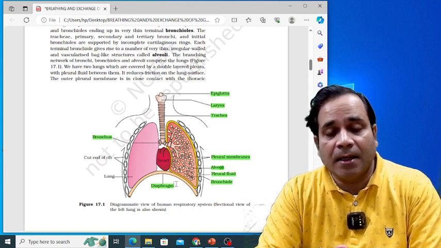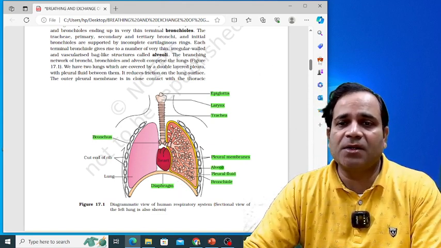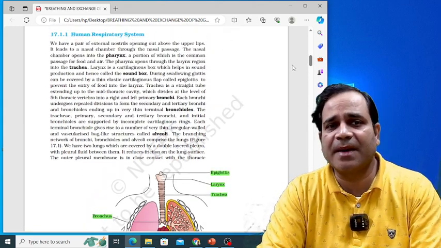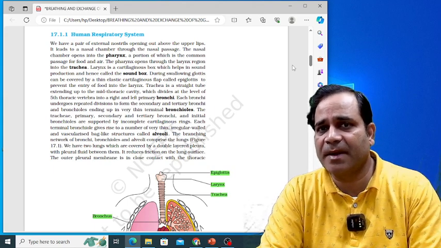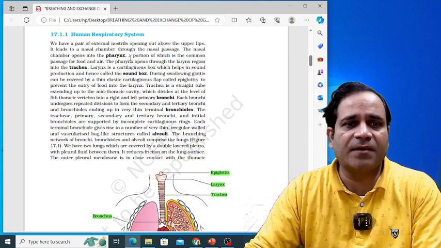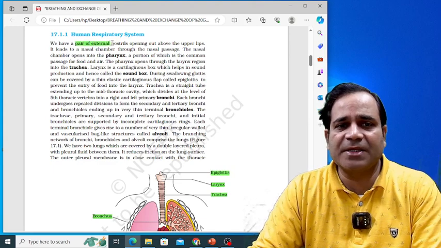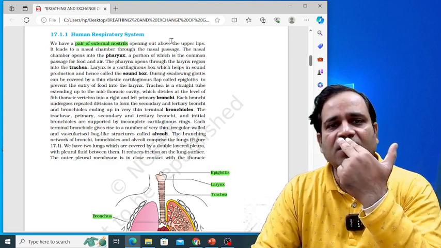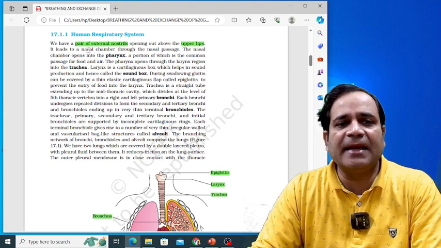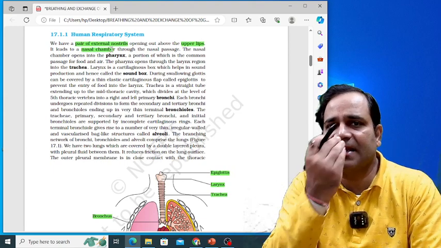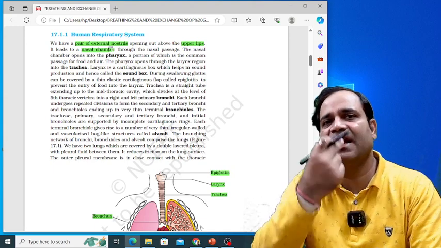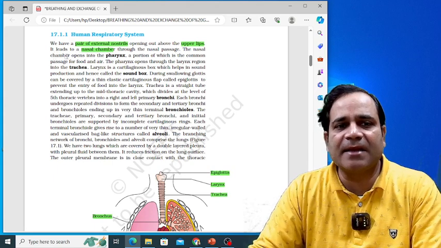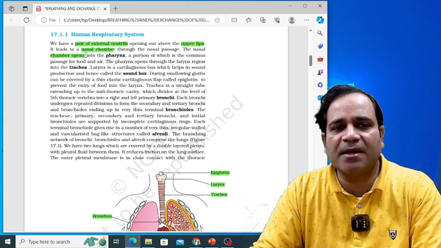Okay, now after knowing this, the point to understand is what the human respiratory system is and how it works. So let's start from here. We all know that we have a pair of external nostrils, opening out above the upper lip. They lead to a nasal chamber, through a nasal passage. That nasal chamber opens into where? The pharynx.